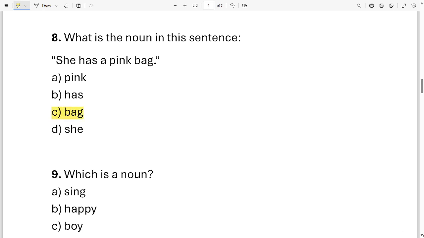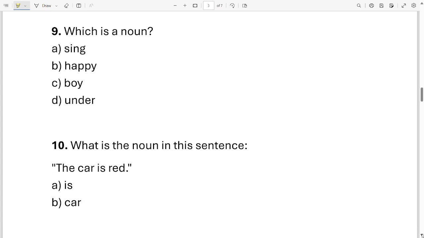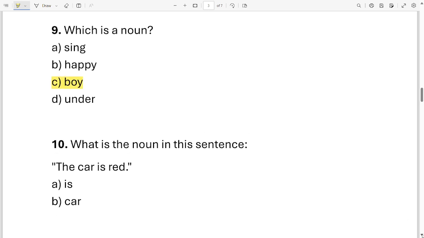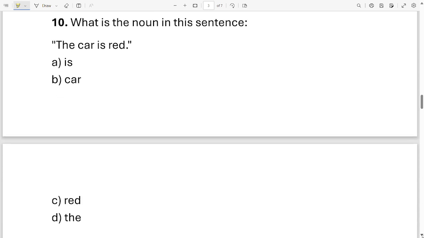Okay? Question number 9. What is the noun? Here you have been given 4 options. Now you have to identify out of these 4 options which one is a noun. Options are sing, happy, boy, under. These are the 4 options. Which one is a noun? It is option C. Boy is a noun. Okay, question number 10. What is the noun in this sentence?